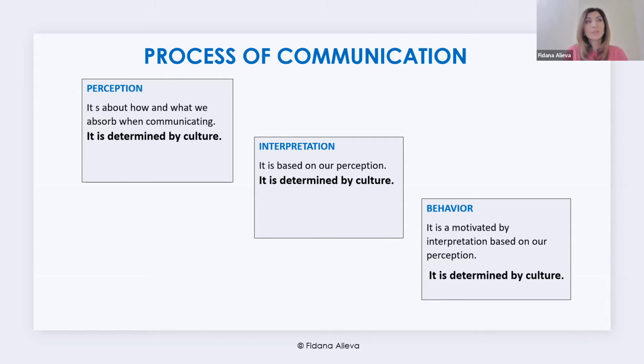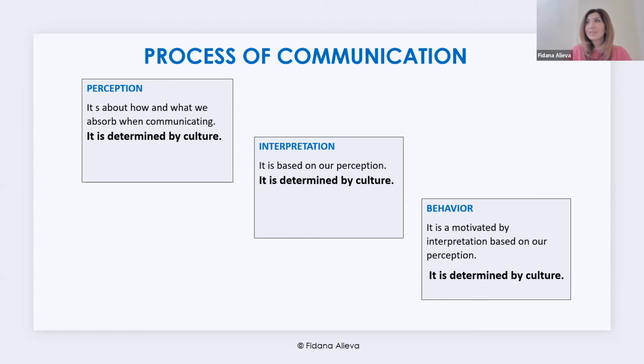So perception is about how and what we absorb when communicating, how and what we absorb from the message that is conveyed to us. Interpretation is based on our perception of the message. And behavior, we behave motivated by interpretation based on the perception.